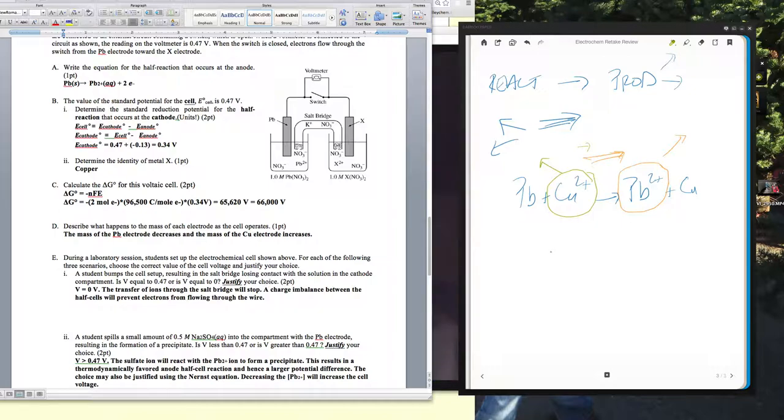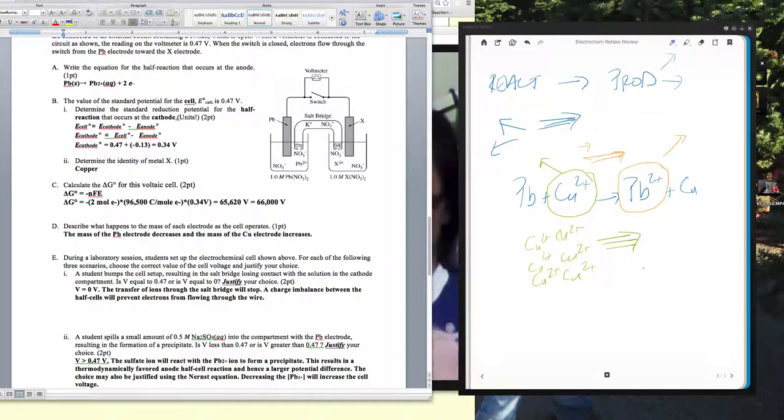Okay. And that was with precipitation. But let's say that I ended up just dumping in a bunch of loose ions. So let's say I add a whole bunch of Cu2+ here. If I increase the concentration of the reactant, what happens to the rate of the reaction? Increases. So now we've got a whole bunch going this way. So now you're going to increase voltage.